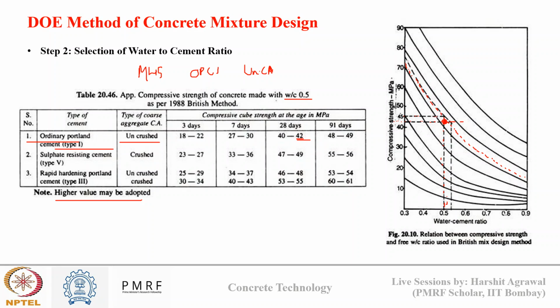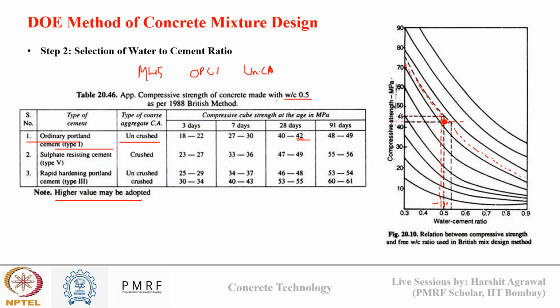So this is my 45. Okay, and on this curve I will see for 45 MPa my W by C ratio will be like this. I can calculate, I can track it down. So it will be close to 0.48 or something. So this is how we use the table and the curve.